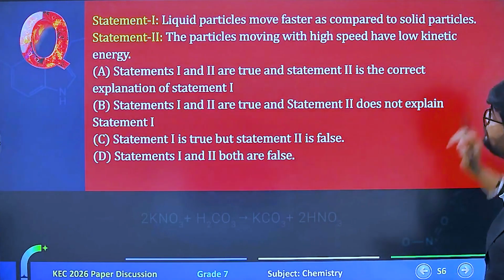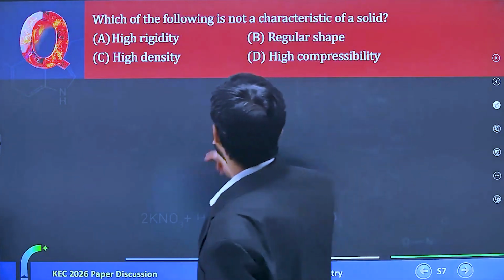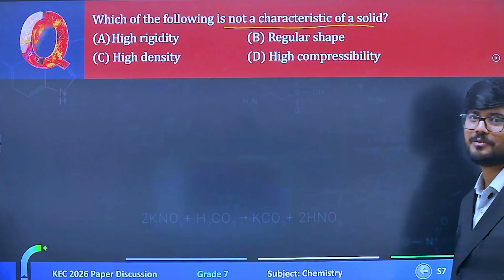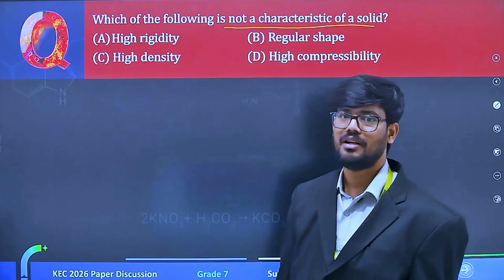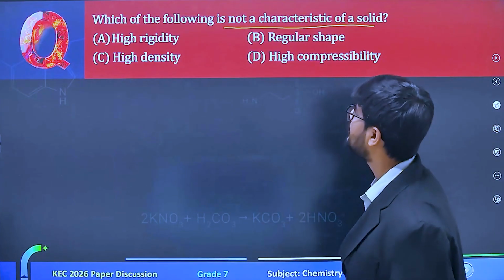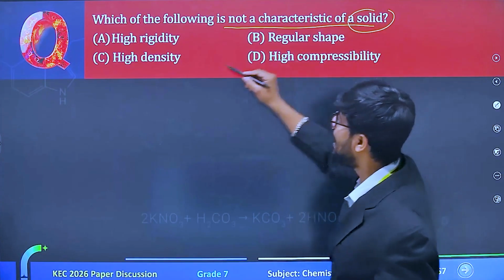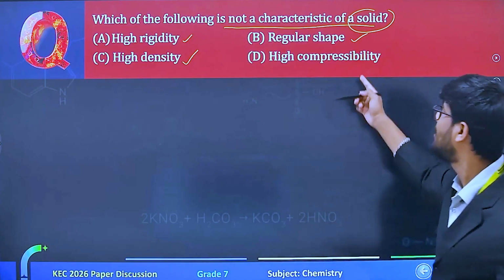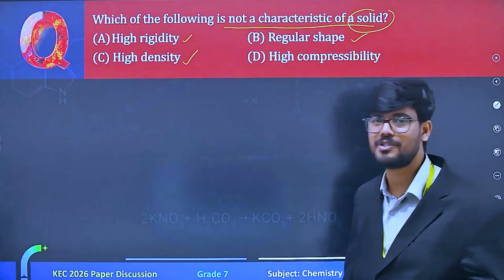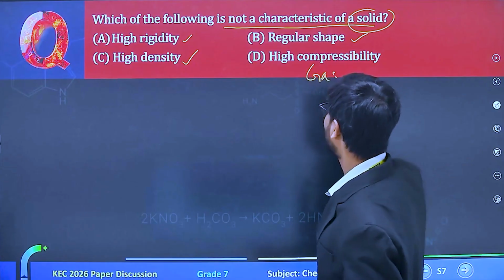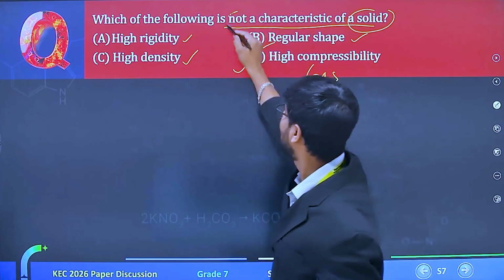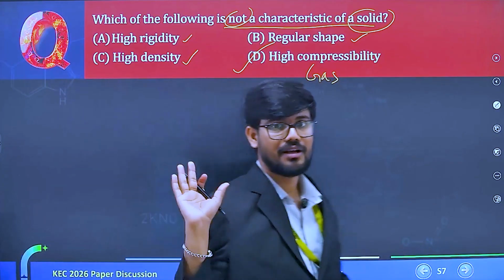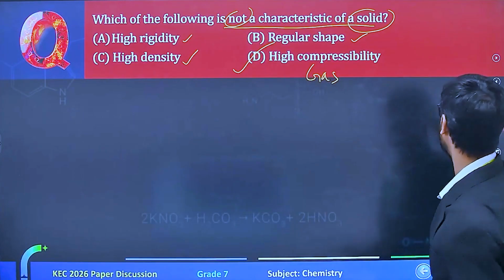Correct. Next one: which of the following is not a characteristic of solid? Direct question came from the worksheet. Solid means high rigidity, yes. High density, yes. Regular shape, yes. High compressibility, it is only for gas, right? So for this question, which is not the correct characteristic of solid, option D, high compressibility.